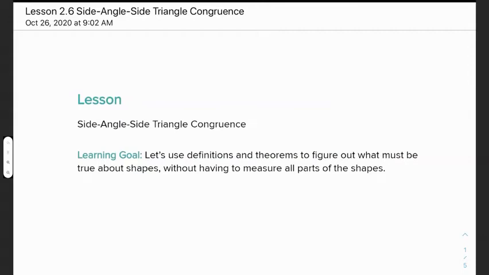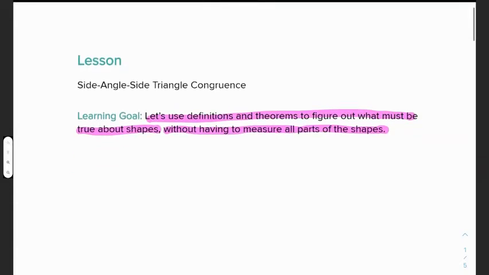Unit 2, Lesson 6, Side Angle Side Triangle Congruence. So our learning goal is let's use definitions and theorems to figure out what must be true about shapes without having to measure all parts of the shapes. All right, so let's see what they mean.